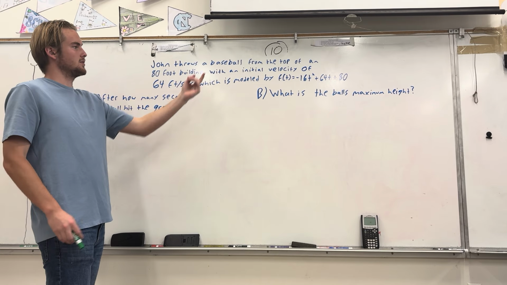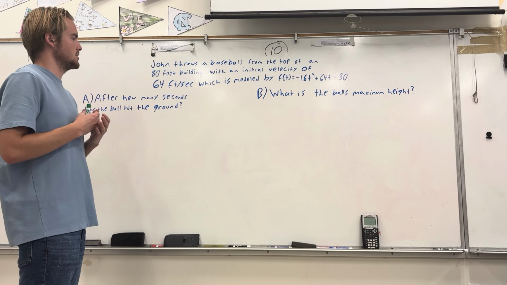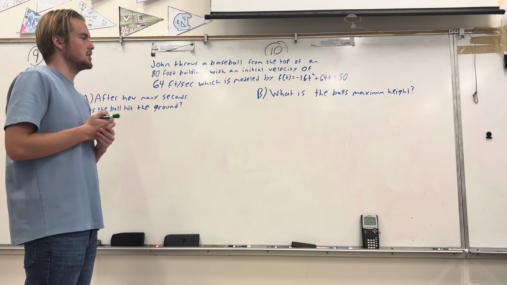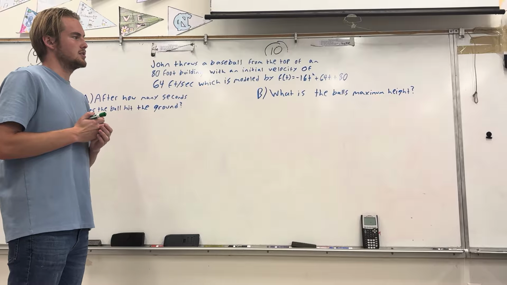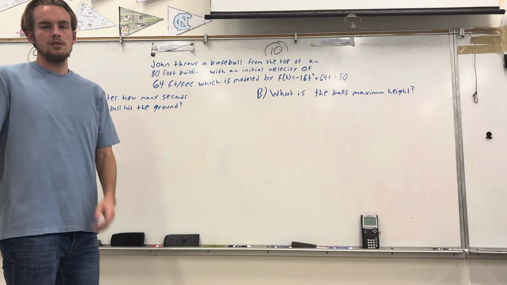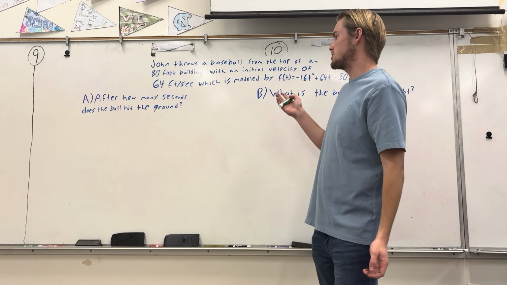With this problem we have: John throws a baseball from the top of an 80-foot tall building with an initial velocity of 64 feet per second, which is modeled by the equation f of t equals negative 16t squared plus 64t plus 80. I'm giving you the equation, but just to go over it real quick, here is how we get each of these pieces in the equation.